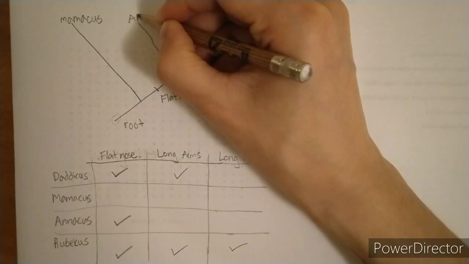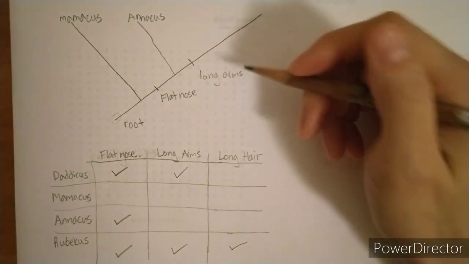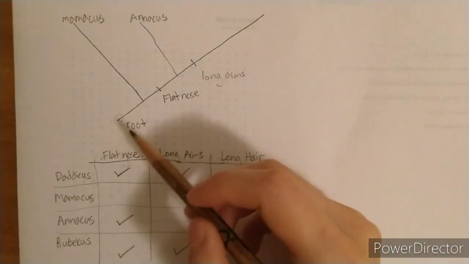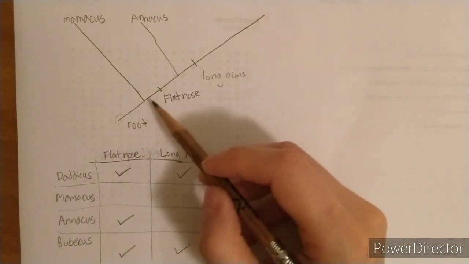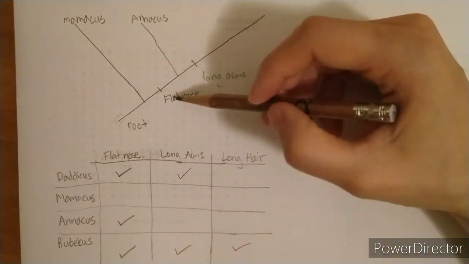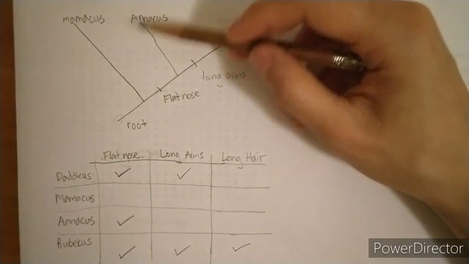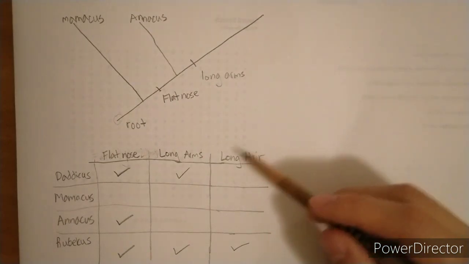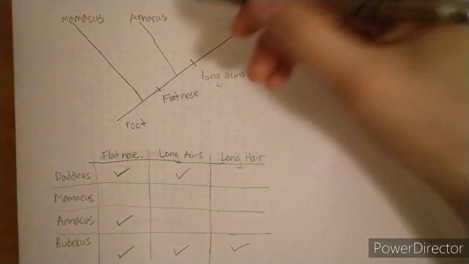This implies that Anikis is our next species to diverge from the rest of the population. Again, meaning if I go from the root of my diagram, I can see that Anikis does have a flat nose. She passes that point, but she does not have long arms, so therefore she must have flat nose and short arms.